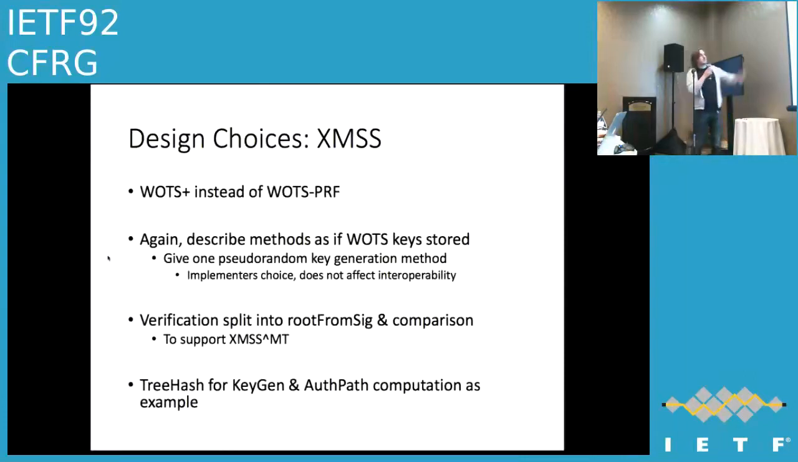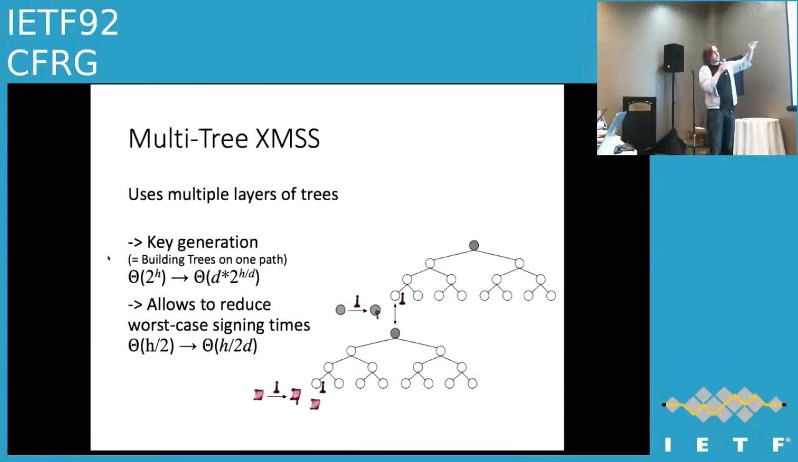Next. So this multi-tree version, that's what actually allows you to do a virtually unlimited number of signatures with one key pair. So the idea is to use multiple layers of trees, and you use the tree on a higher layer to sign the trees on the next lower layer, and the tree on the bottom layer is used to sign the actual messages.